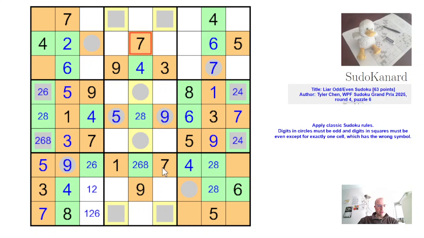And now Sudoku tells me that 7 goes there. No. So what am I doing? No, Sudoku tells me that 7 goes there. That was a spectacular bug. This 3 here goes there, so this is correct and this is even. This is a 3.